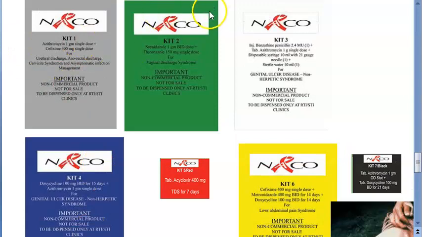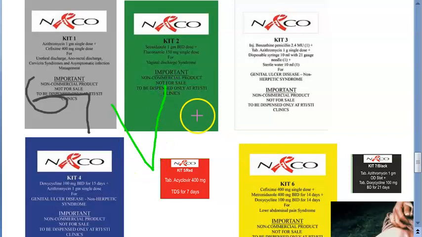Can you say it now? Gray. Very good. I will try to use the same colors if possible. Gray is having azithromycin. It is for urethral discharge, anorectal discharge, cervicitis. Very good. Then coming to green. Green is for vaginal discharge. Vaginal discharge, vaginitis. Yeah, vaginal discharge syndrome. This is having secnidazole. Very good.